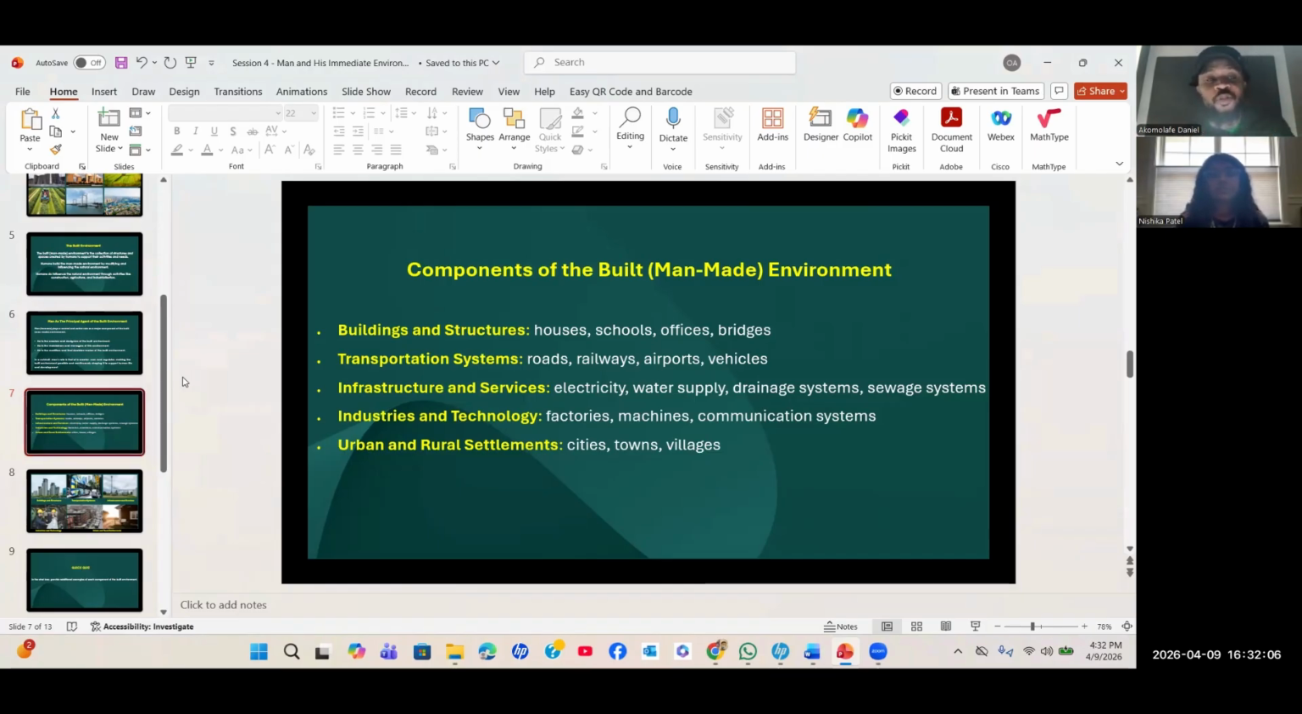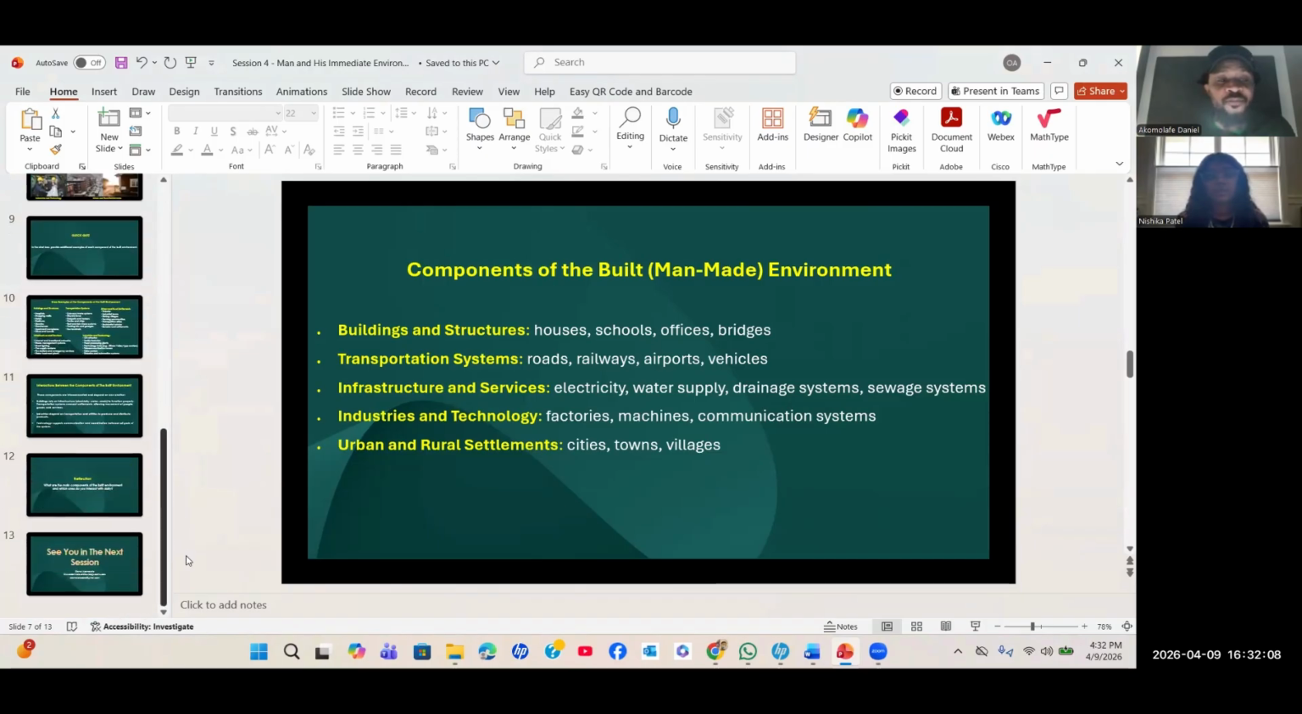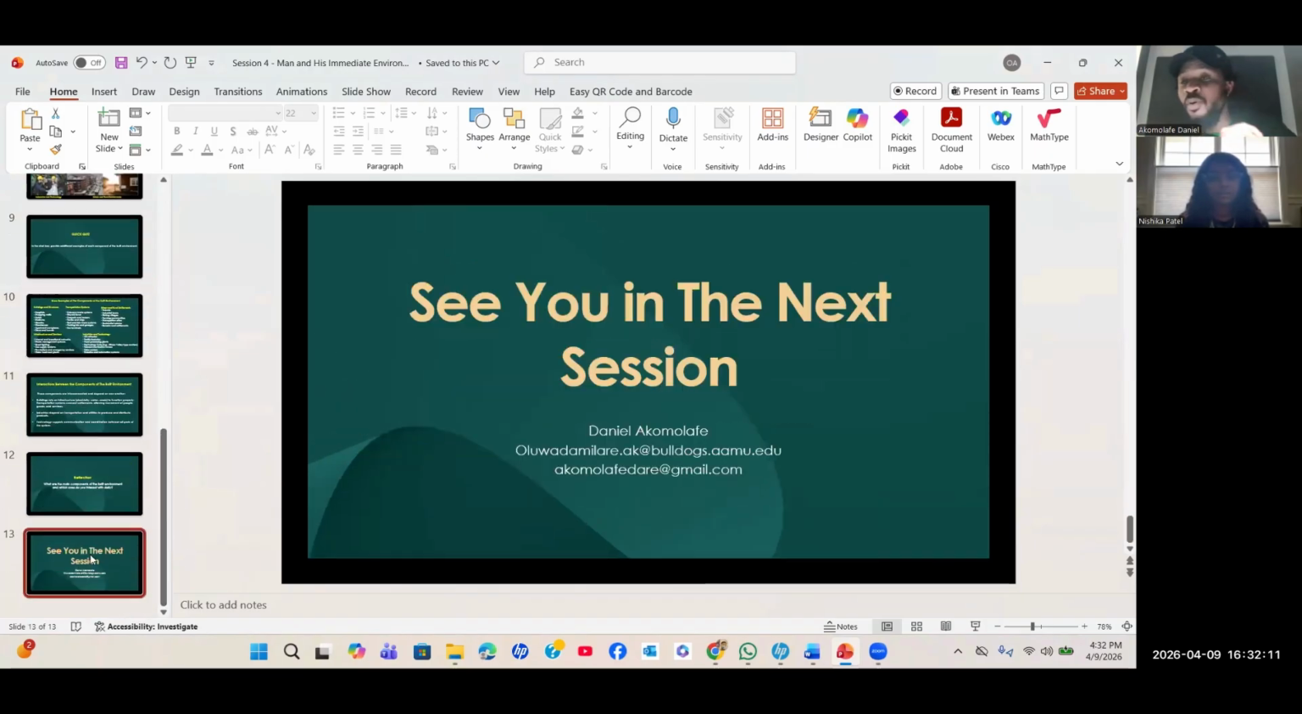So today we've come to the end of today's session, and then we'll have one more last session, and that will be on Monday. And then we'll be able to reflect on everything we have been learning, and then we'll be able to talk briefly about how man has actually obstructed the natural environment to its own advantages, and what impacts this has had on man, either positively or negatively.